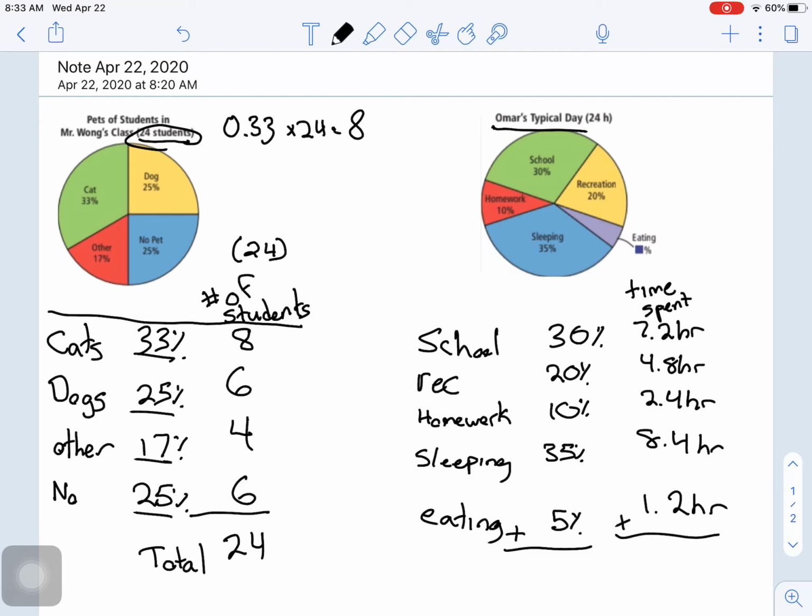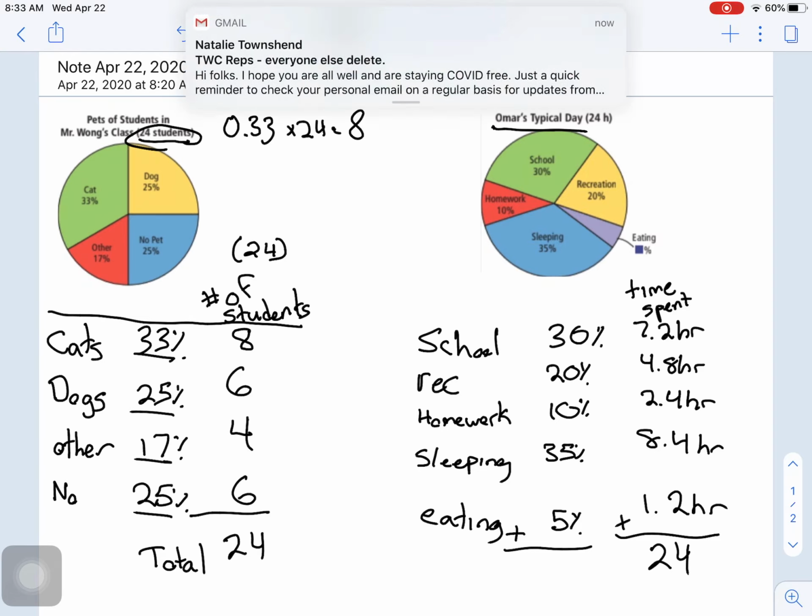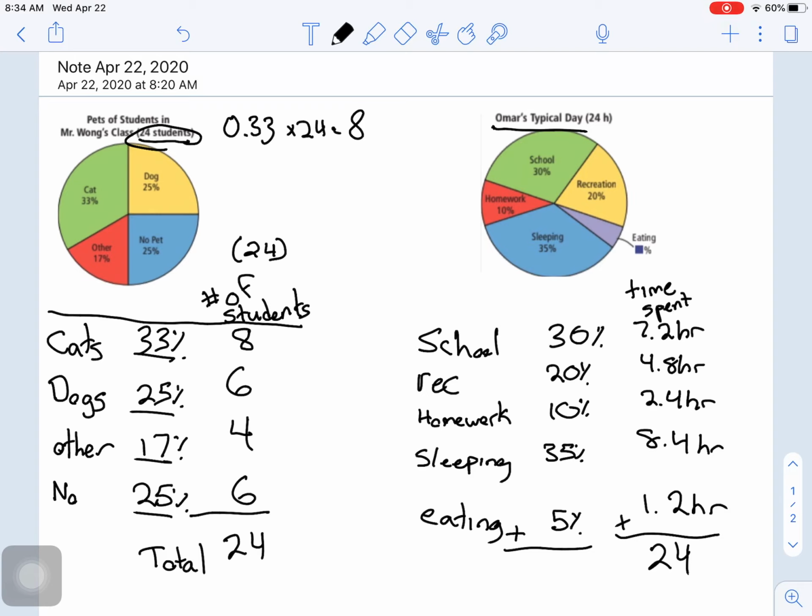And if we add all these up, we should get 24. So I'm going to add them all up here, and we do get 24. So we know we did this right because it adds up to 24. Sometimes you'll get decimals and it's going to be really close to 24, but it's the same thing. So here we were able to interpret this graph, tell how much time they spent in each activity, as well as the percents of missing numbers here.